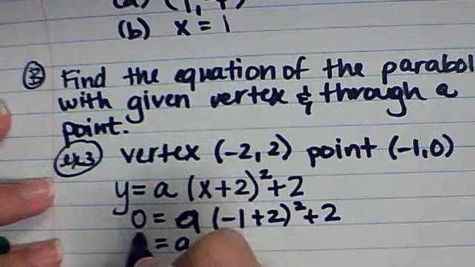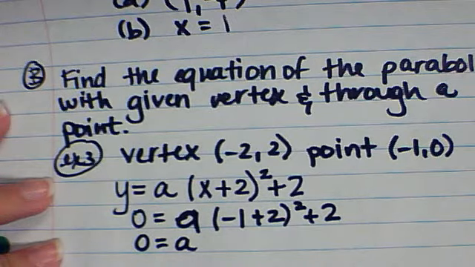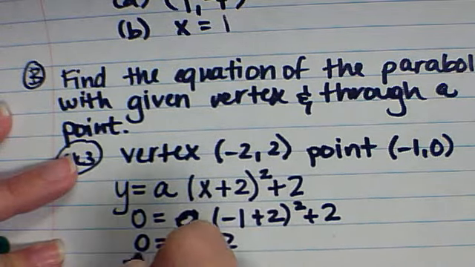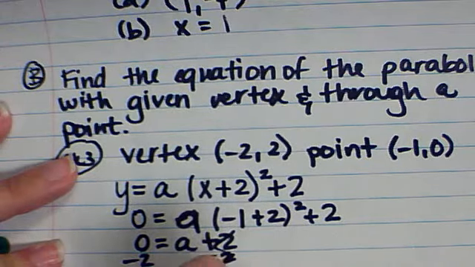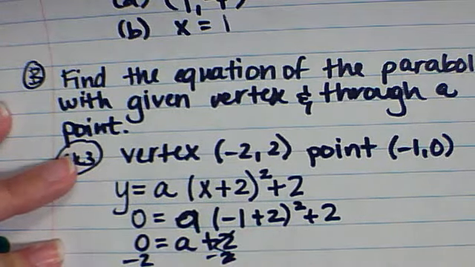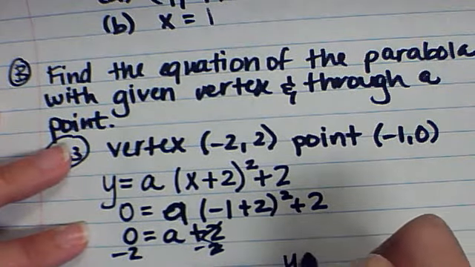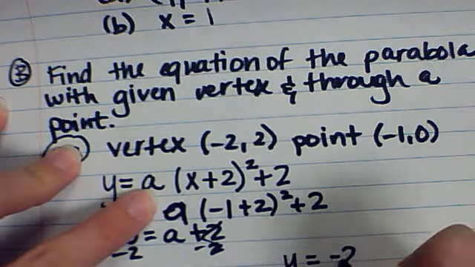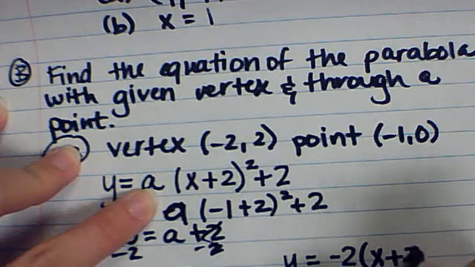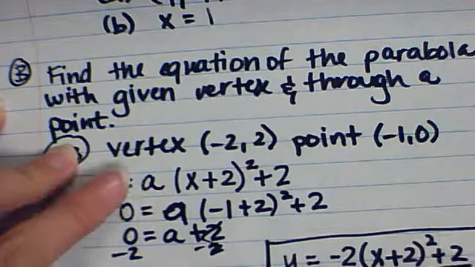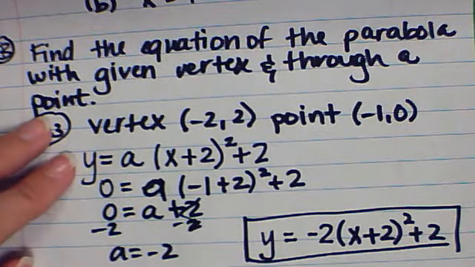And work that out. Negative 1 plus 2 is 1. Squared is 1. So we have a plus 2. And if we subtract 2 from both sides, we can see that a is equal to negative 2. And I can plug that back into my original and get my full equation. So y equals negative 2 times (x plus 2) squared plus 2. A lot of 2's there. And that would be our final equation.